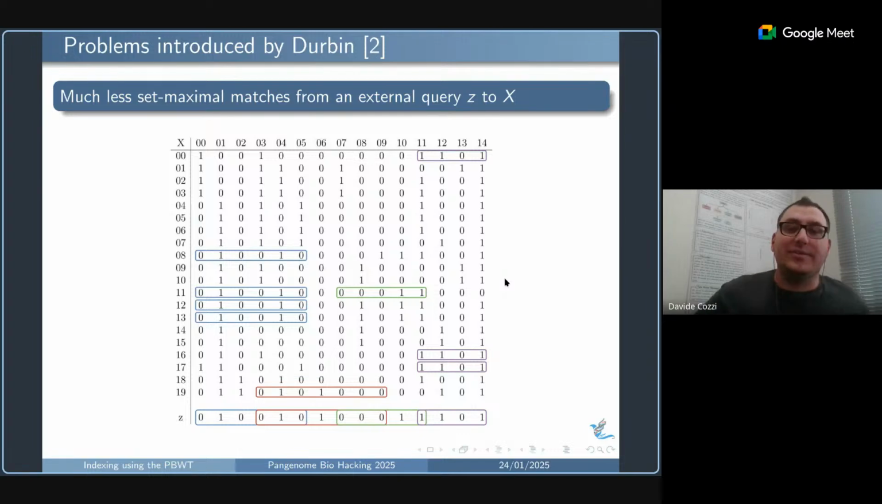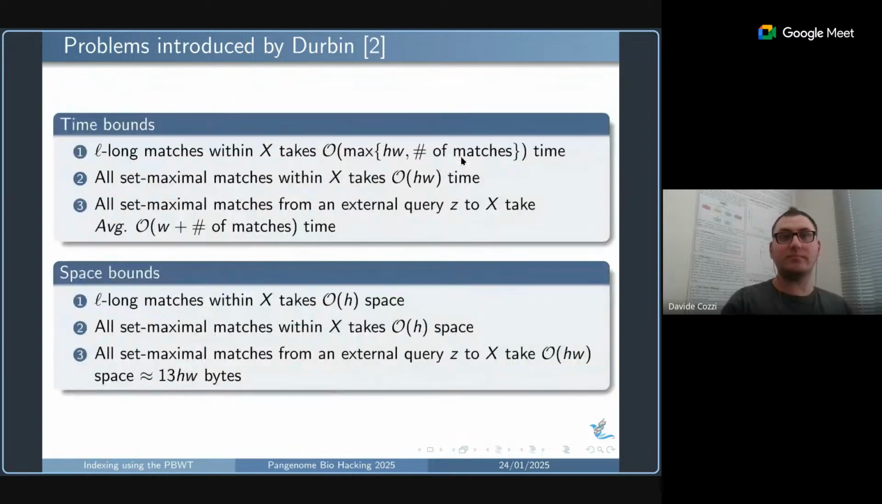On the other hand, if the matching is guided by an external haplotype, the number of matches obviously decreases. As you can see in this example, we have a match starting from column 0 to column 5, shared with 4 rows in our reference panel. Then we have an overlapping match with just 1 row, another overlapping match with just 1 row, and finally 3 other rows that share a match with the query.